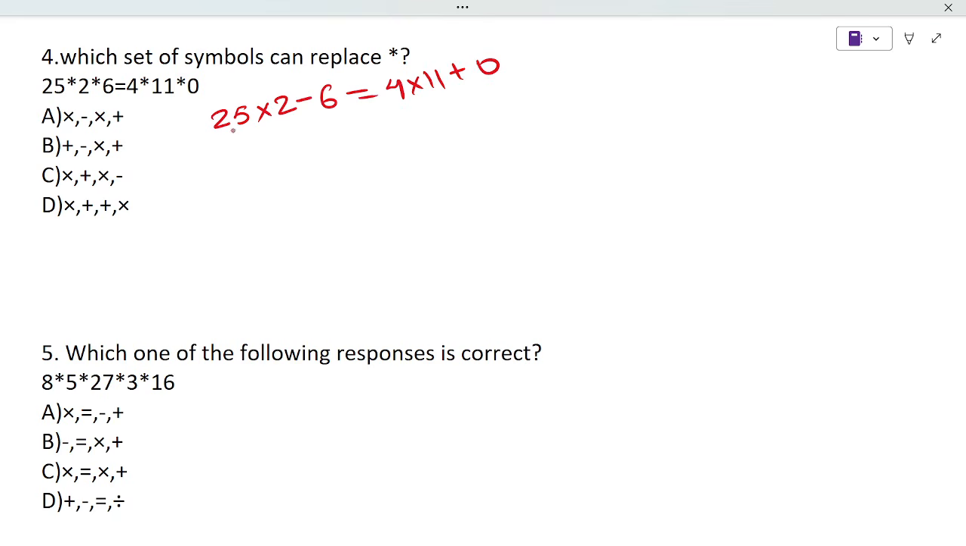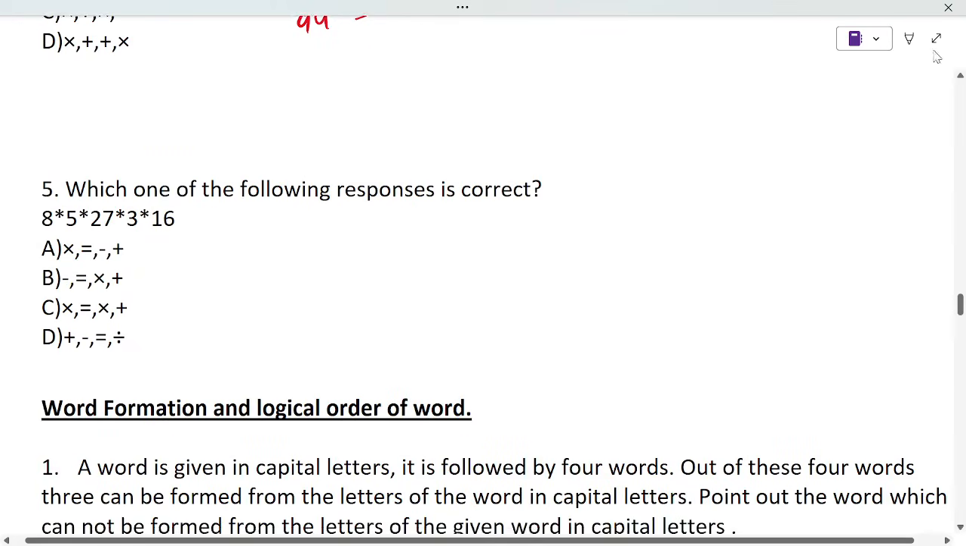So here 25 into 2 will give us 50. Minus 6 is equal to 4, into 11 will give us 44. Plus 0 to anything gives us anything, right? So here this will give us 44. So this is the answer. Next one.